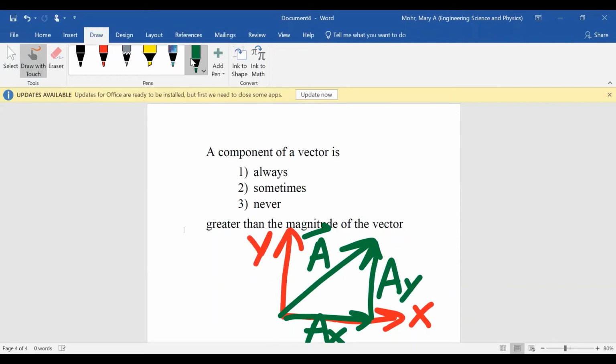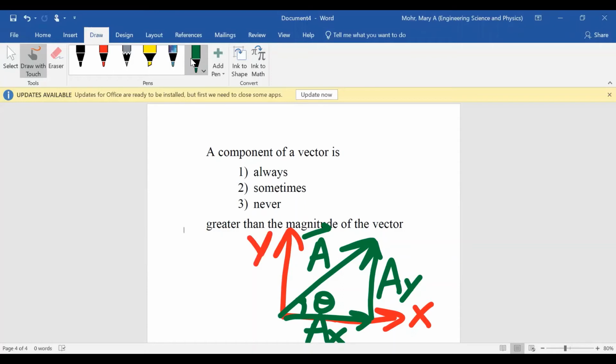So you take your vector, you make a right triangle with it, and if we use this angle here, the x component is the cosine component of the vector, the y component is the sine component of the vector. Now for this question, we want to know, can a component of a vector always be greater than the magnitude of the vector? Is it sometimes greater than the magnitude of the vector? Is it never greater than the magnitude of the vector? So you can pause the video and think about it, and then come back when you're ready to move on.